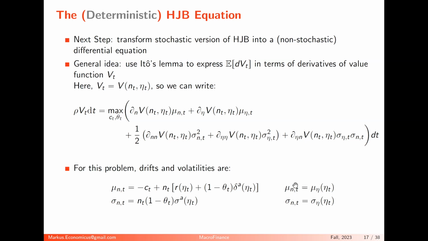The drift of eta is given by this expression here. And what's the volatility of your net worth? It depends on the portfolio share you put in the risky asset, multiplied by the volatility of the risky asset. Why is it multiplied by n? Because this is in dollar terms. It's the amount of dollars you have in net worth, that's the amount of dollars you put into the risky asset, and that's the volatility. And of course, it's driven by this exogenous eta process.